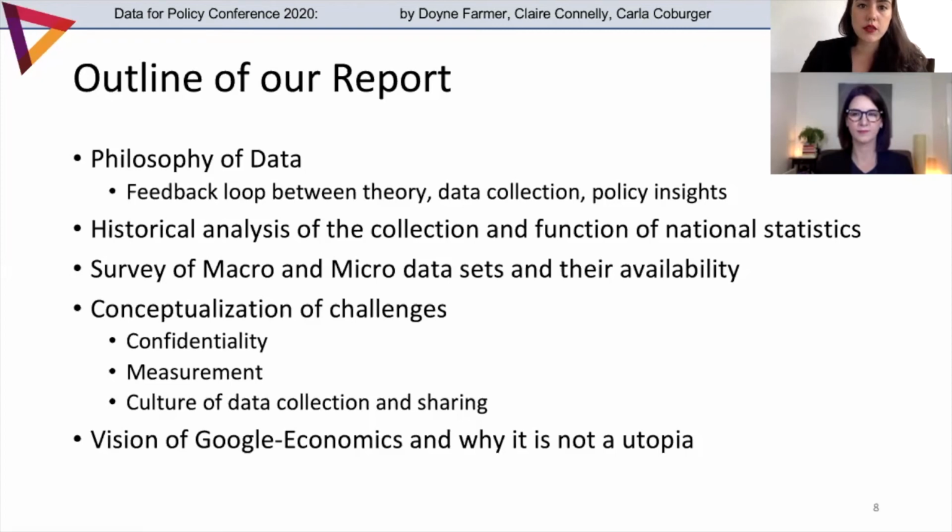We then discuss the results of the interviews we conducted with economists, academics, and policymakers to find out what data they would like access to, but cannot get hold of, and conducted a survey of existing macro and micro data sets and their availability. We then summarize the conceptualization of challenges with regards to data access and examine issues of confidentiality, measurements, and the culture of data collecting and sharing, as I've just referred to, and then lay out our vision for Google Economics and why it is not utopian.